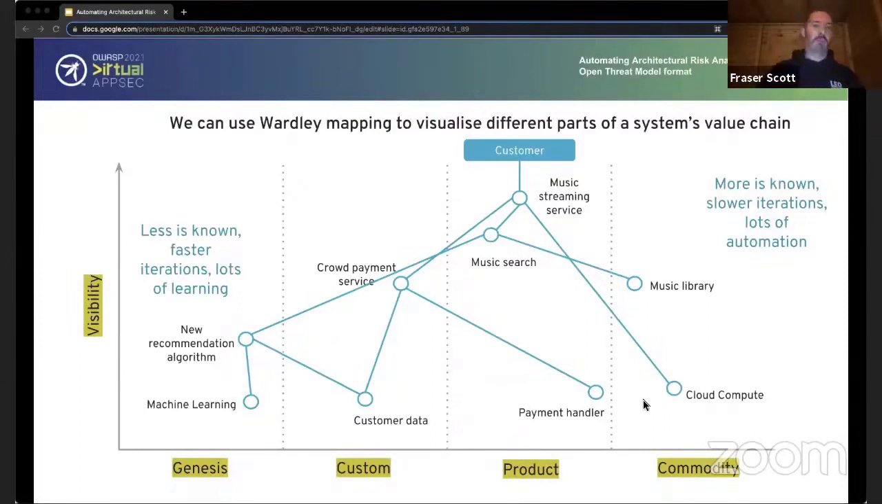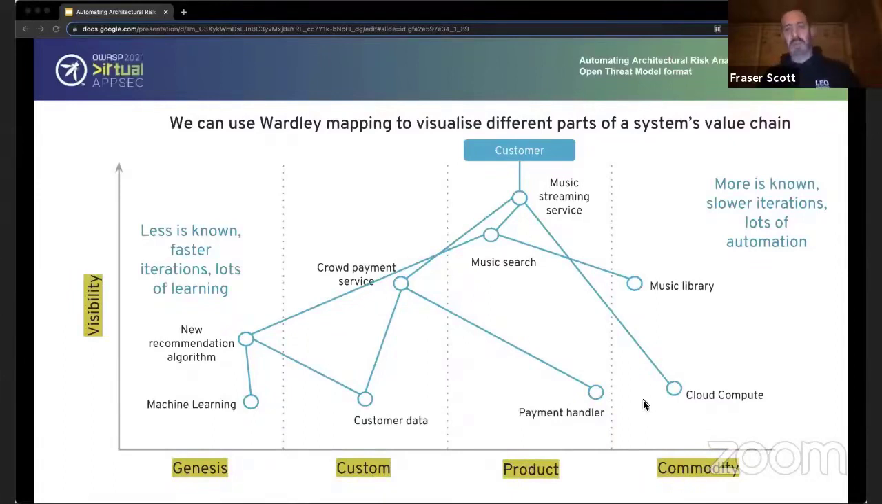So when something is brand new, very little is known about it. You typically have faster iterations, a lot of learning. So that's the genesis space. And then things evolve over time, sometimes over many decades, to what becomes commodities. So these are things we take for granted, very well established, very slow to change, with a lot of automation.